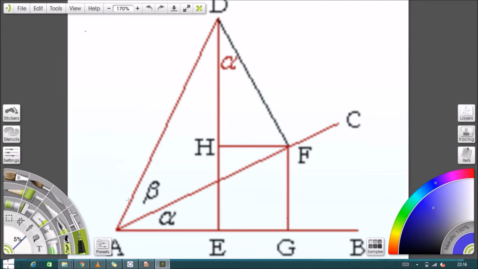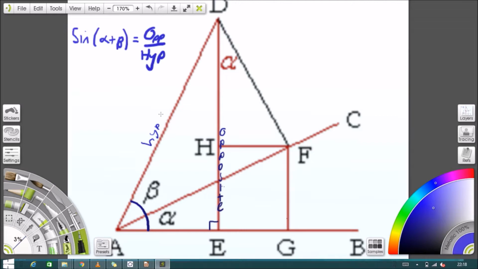Okay, so if we've got this angle here, and the previous one was denoted theta, so we've broken it down to two parts, alpha and beta, then sine of alpha plus beta is equal to the opposite over the hypotenuse, SOHCAHTOA. So here's the hypotenuse and here's the opposite. So I can write sine of alpha plus beta as the line DE, the opposite, over AD, the hypotenuse.